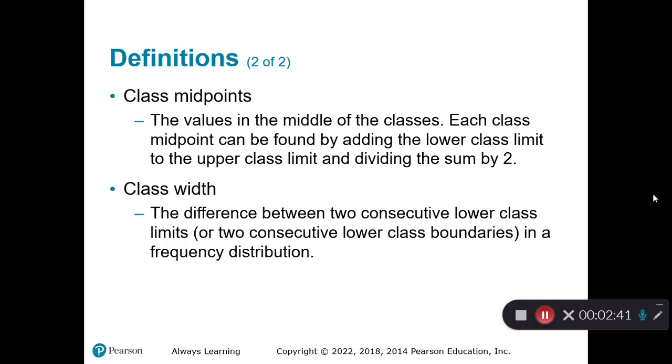One of the very common miscalculations that we see is that students will try to find a class width by subtracting a class's lower class limit from its own upper class limit, so they're only using one class, and that's incorrect. To calculate class width, you have to go from one class to the next, and so it requires two different classes in the calculation.